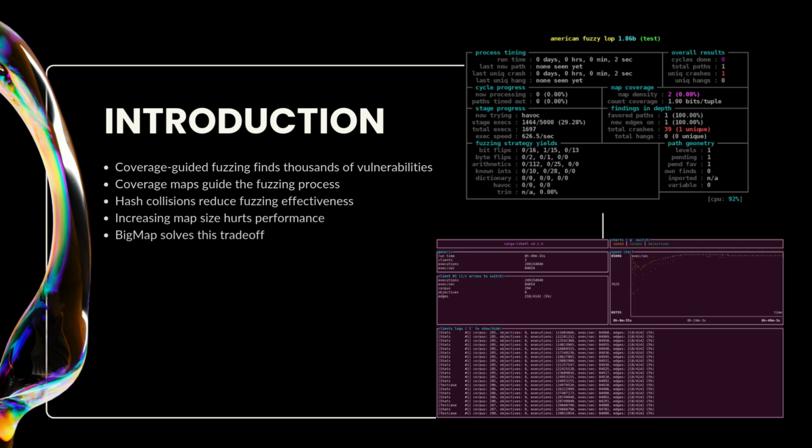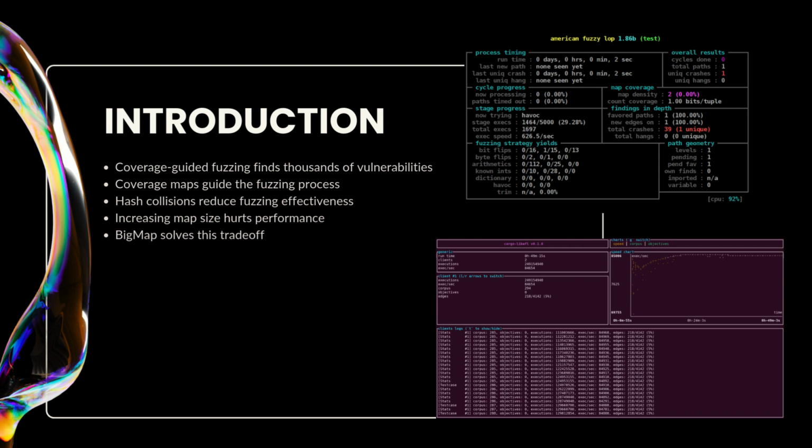So we have a trade-off. Small maps are fast but inaccurate, large maps are accurate but slow. This paper proposes BigMap, a new design that removes this trade-off. It allows fuzzers to use very large coverage maps efficiently without sacrificing performance. In this presentation, I'll explain the problems in more detail, walk through the BigMap design, and discuss the experimental results that show why this approach works.